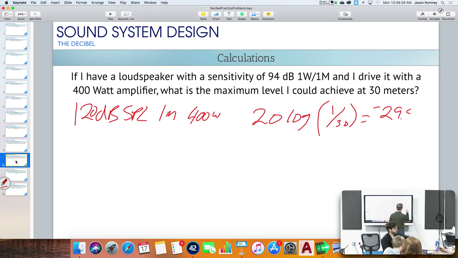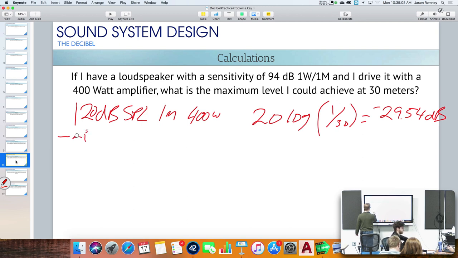Anybody else get that? Yes? Excellent. Okay, must be right. We got at least three people that got that. So that's how much you lose traveling 30 meters. So you just take that off of the 120 now.